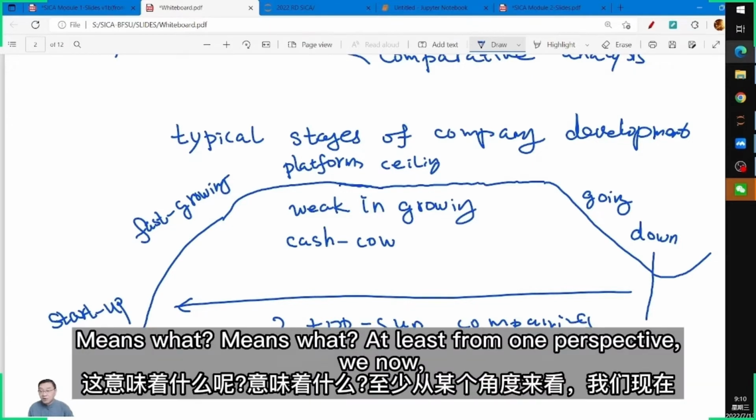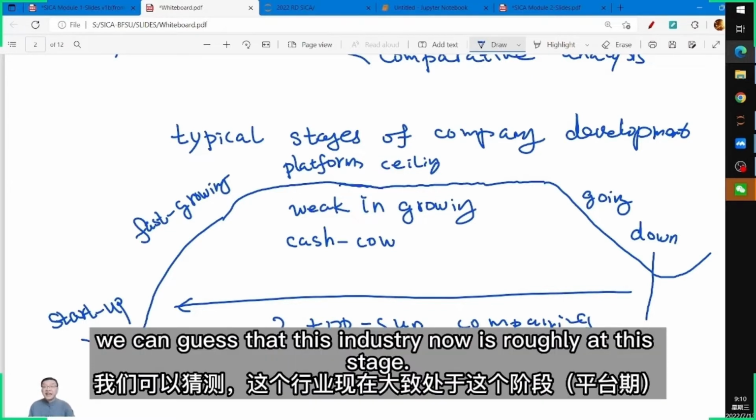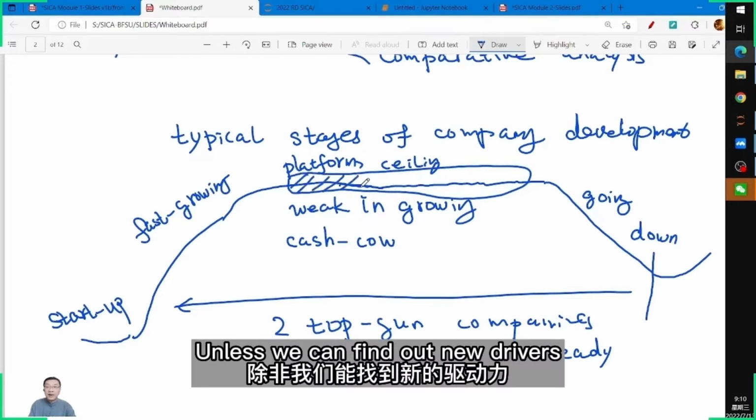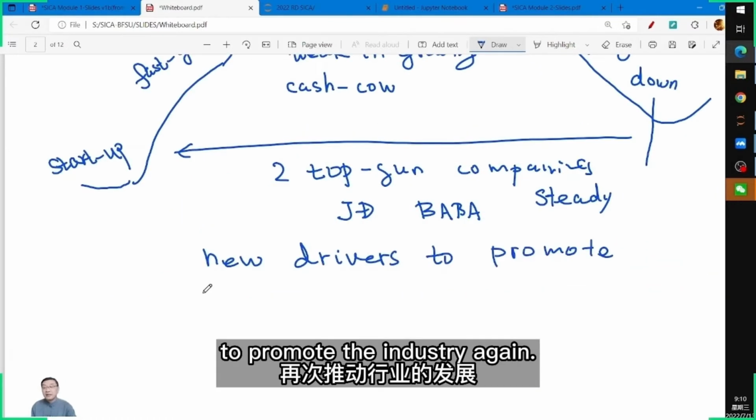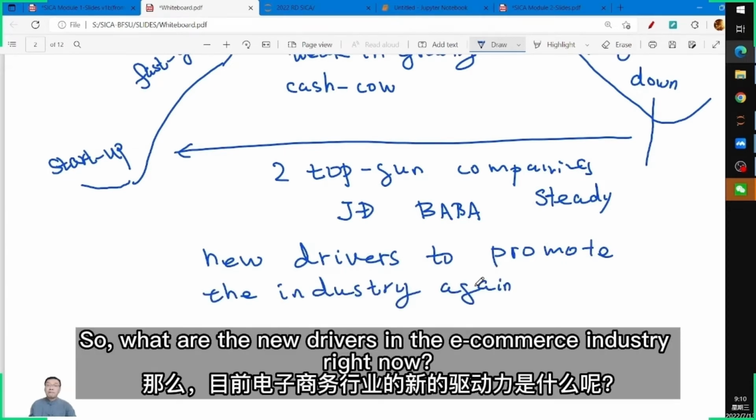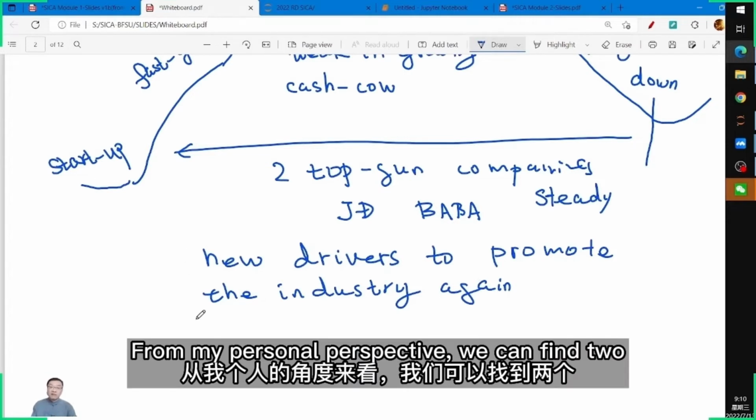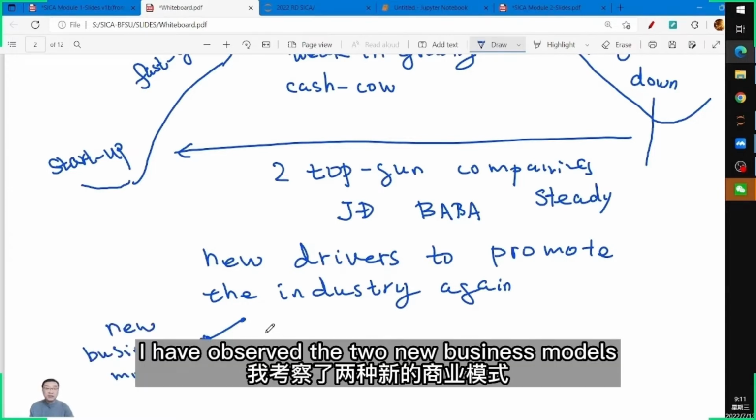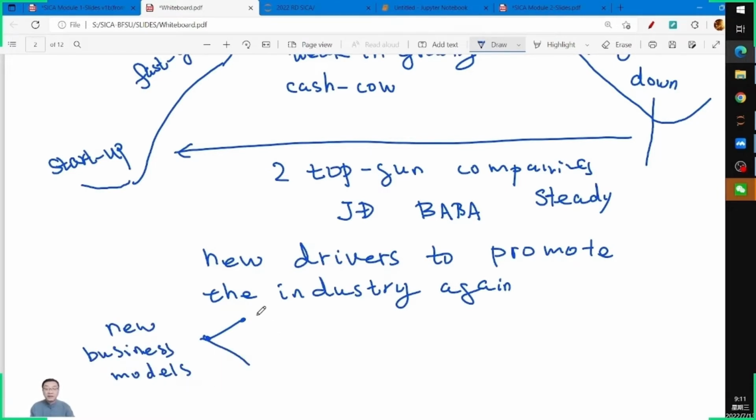Means what? At least from one perspective, we can guess that this industry now is roughly at this stage, unless we can find new drivers to promote the industry again. So what are the new drivers in the e-commerce industry right now? From my personal perspective, we can find two new business models.